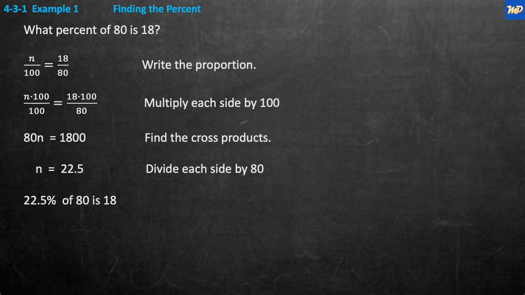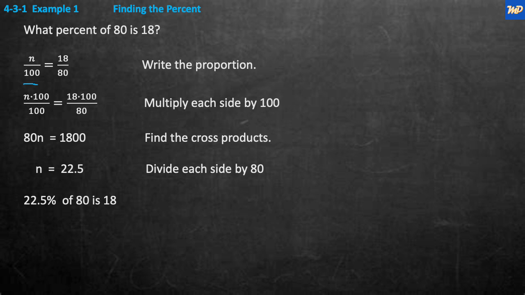Okay, example 1, finding the percent. What percent of 80 is 18? So you have to think of 80 as the whole, so we're starting to talk about whole and parts. In this case, 80 is the whole, 18 is the part. So we write the equation. We have n, we're going to solve for n. That's the percentage part that we're looking for. So we have n divided by 100, that's our percentage, is equal to 18 over 80. So n is to 100 as 18 is to 80.